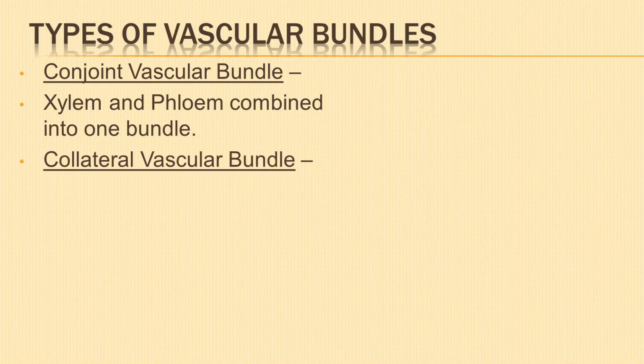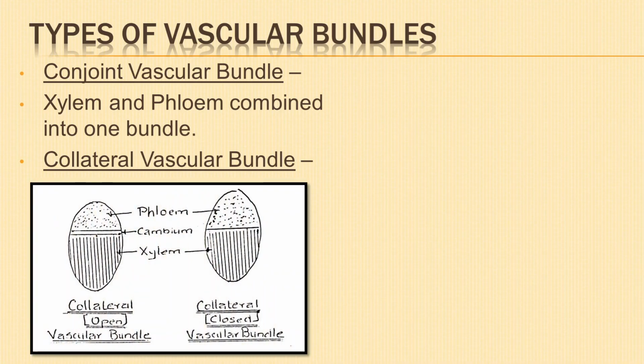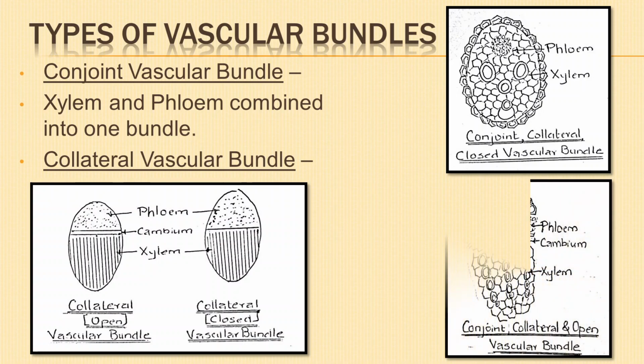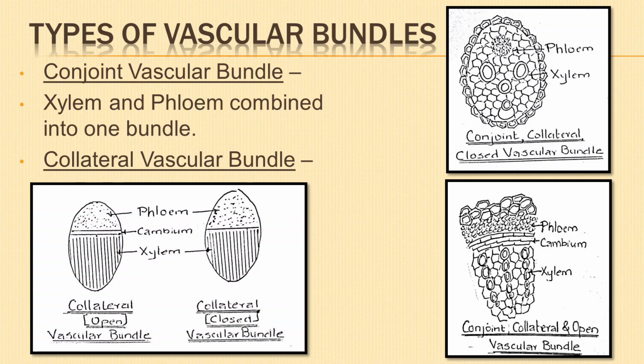Collateral vascular bundle. The xylem and phloem lie together on the same radius. Strand of phloem is present external to the strand of xylem. Cambium may be present or absent between the xylem and phloem. When cambium is absent in between the xylem and phloem, it is said to be closed collateral vascular bundle. There is no secondary growth. Example, monocot stems.